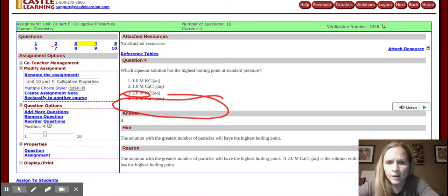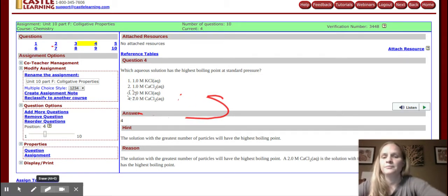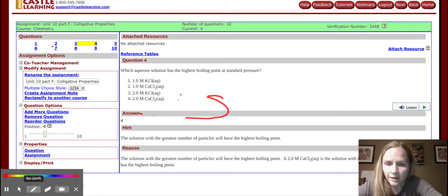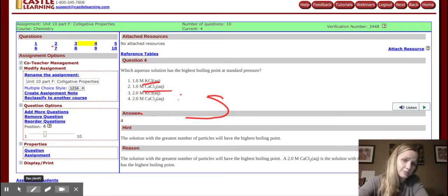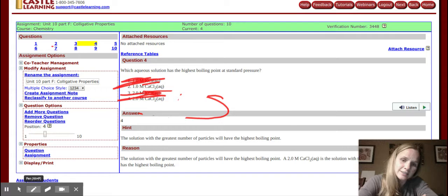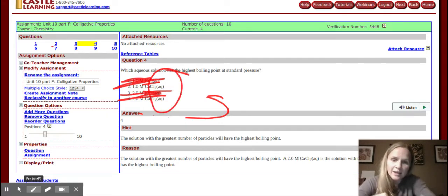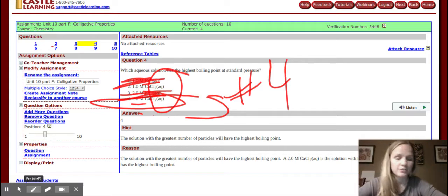Question 4. Which aqueous solution has the highest boiling point? I don't know why that didn't disappear. Oh, eraser. Okay. So again, I would like to pick the one that's made of more pieces. Between KCl and CaCl2, I think CaCl2 is made of more things. So I'm going to get rid of the two KCl choices, and now I'm down to these two CaCl2 choices. I'm going to pick the one with the higher molarity, so there's more of it and it'll break into more pieces. So I'm picking choice number 4. And I'm sorry, this is so sloppy.